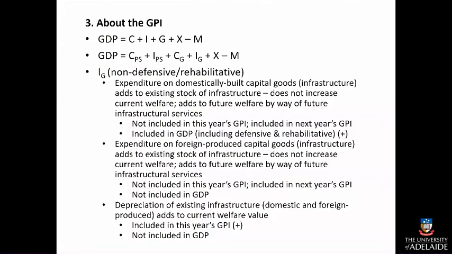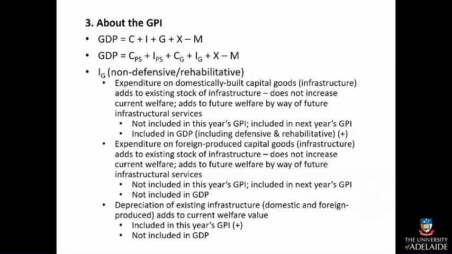This lecture theatre was built many years ago, and we're enjoying the benefits of it now. When it was being built, it didn't increase our well-being, so it's not part of the GPI. It's now a part of the GPI, the services provided by this lecture theatre. So it's not included in this year's GPI, it's included in next year's GPI and beyond. Obviously, we're not talking about consumption goods here, we're talking about infrastructure. The same sort of approach is applied.